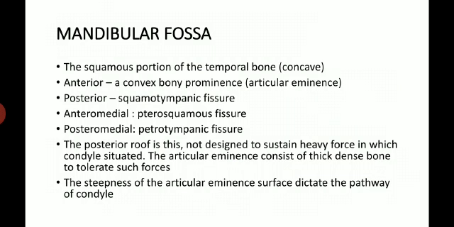Now the posterior roof of this is thin, so it is not designed to sustain heavy forces in which the condyle is situated. The articular eminence consists of thick dense bone to tolerate such forces. The steepness of the articular eminence surface dictates the pathway of the condyle.